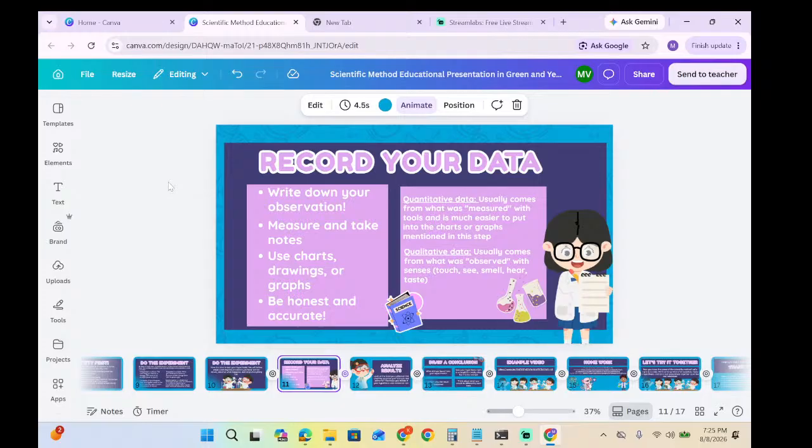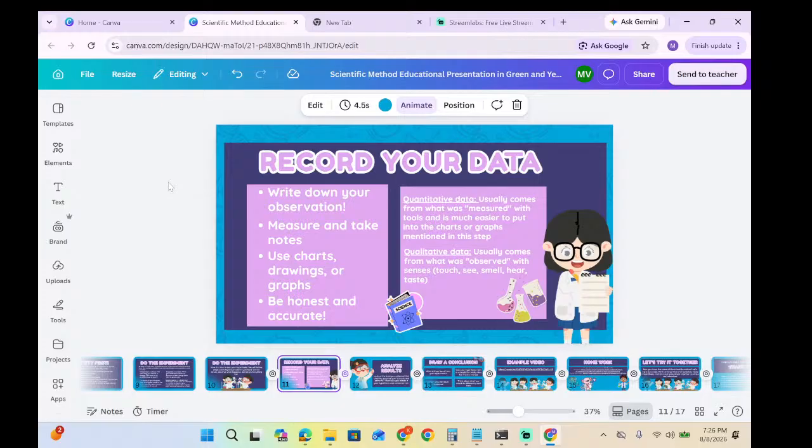And there's different types of data. There's quantitative data, which usually comes from what was measured with tools and is much easier to put into the charts or graphs mentioned in the step. So quantitative data could be the observable numbers. This kind of data is all about numbers. And when I talked about the 1 centimeter increase, that's what you can put into a chart or a graph. So that is quantitative data.